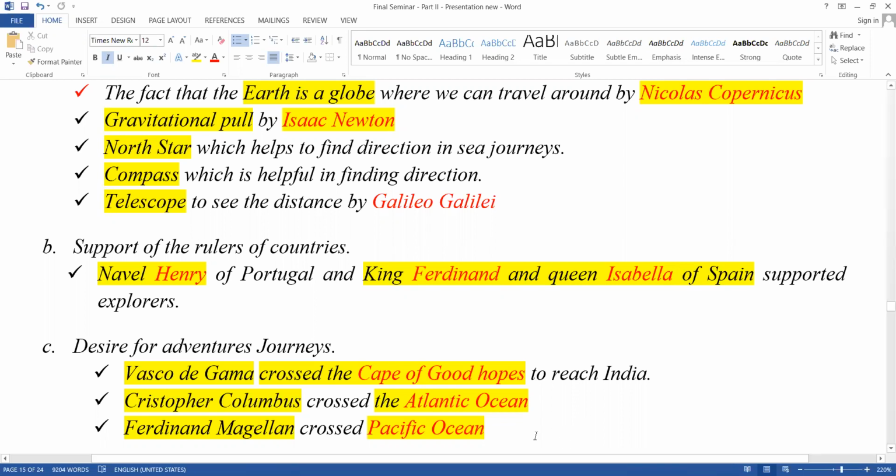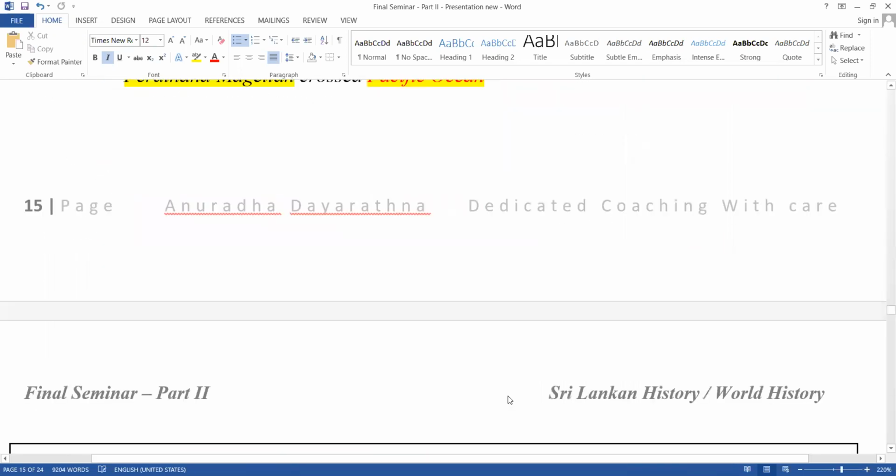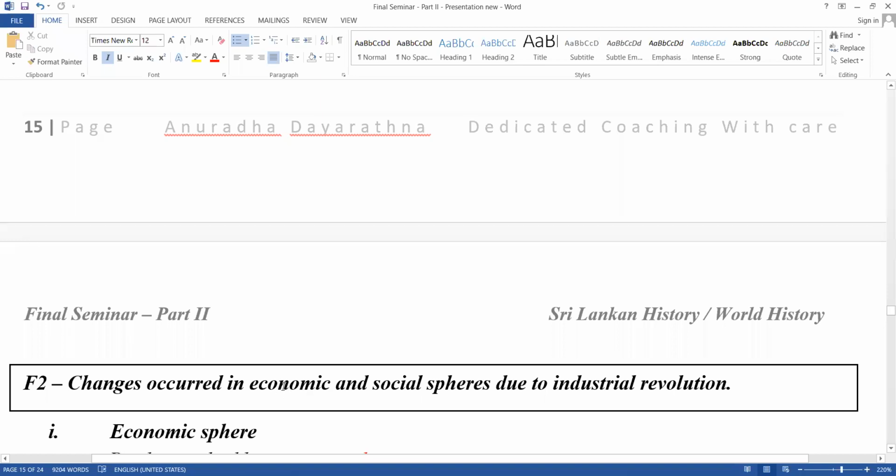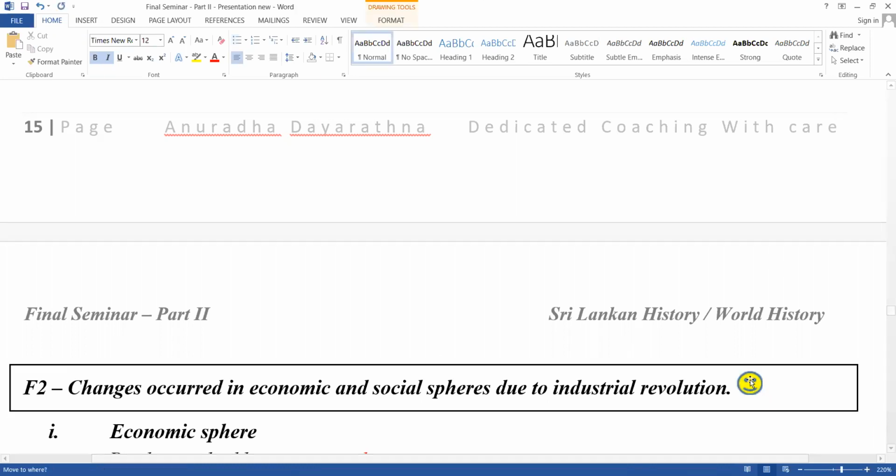Right? So then we'll go to another question here. Changes occurred in the economic and social sphere due to the industrial revolution. This is also important, but I don't think they will give you a question from the industrial revolution. If it is given, this is the answer: changes in the economy and social sphere because of the industrial revolution.